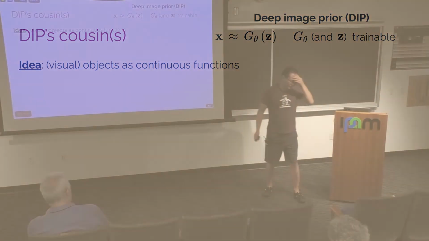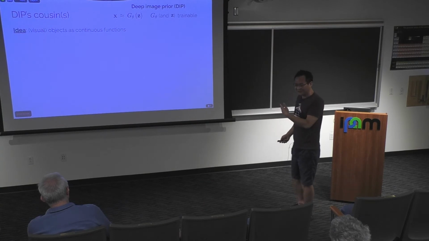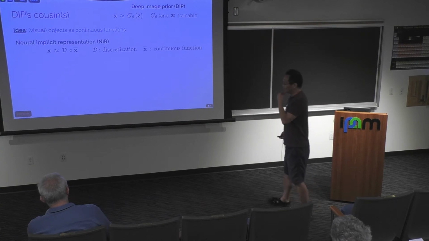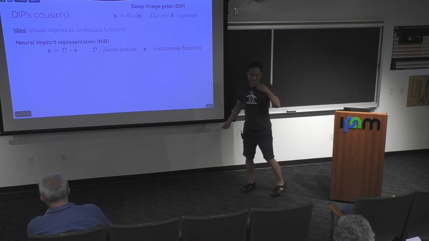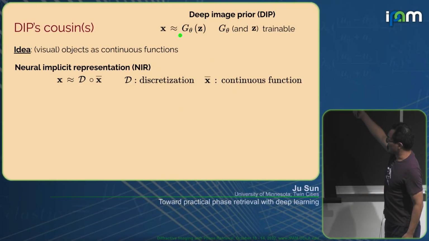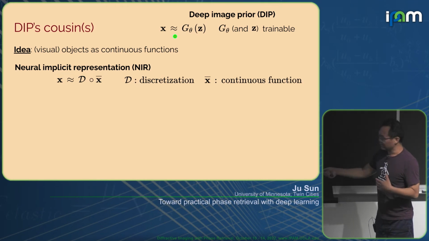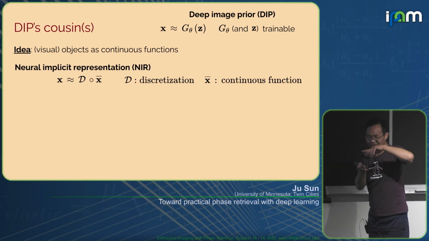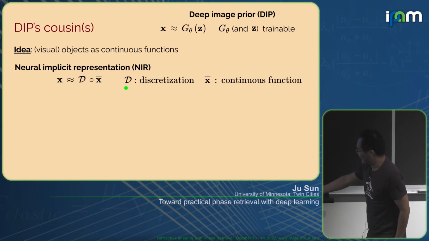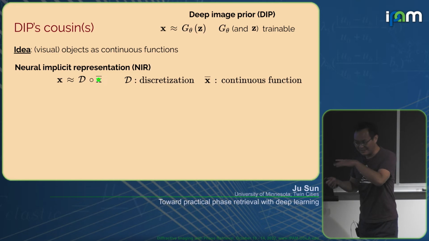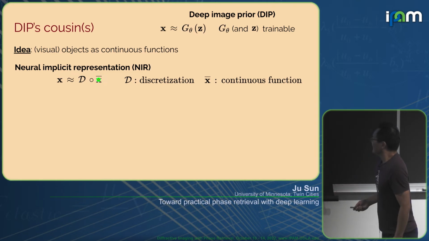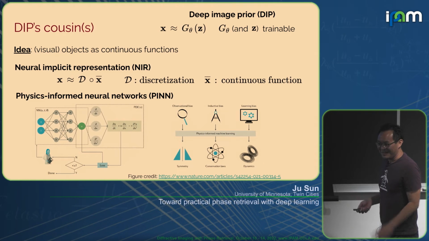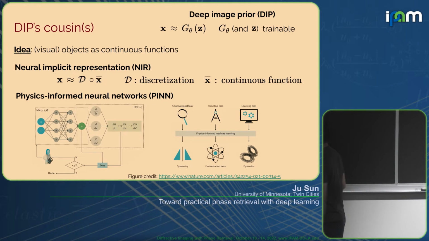Now, I want to quickly mention a variant of this. In computer vision, this is called a neural implicit representation. The DIP approach parameterizes the object as the output of the neural network. This approach thinks of the object directly as a neural network. For example, if we have an image, we can think of that as a continuous function on R2, right? After that, you take a discretized operator and discretize that into a matrix. And if you talk to applied mathematicians, they use a different name, we call it PINN. They are basically the same idea.